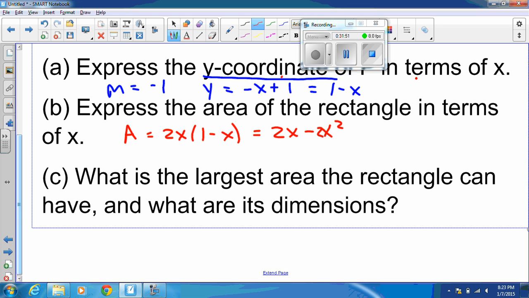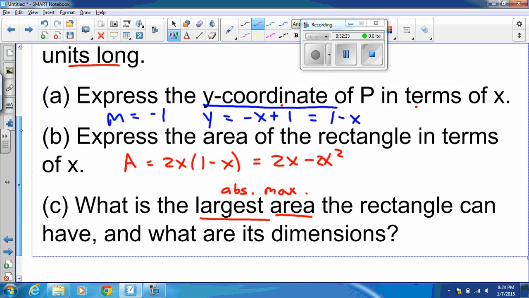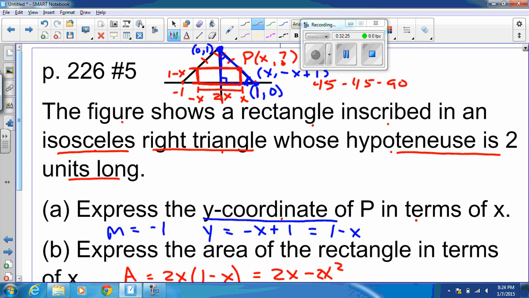And it might be helpful to simplify that as 2x minus 2x squared. This was the key point to unlocking this whole problem. So take some time to make sure that you could do the same thing when confronted with a problem like this. Talk yourself through it. And then finally, they ask us what is now a fairly easy question. What is the largest area? So immediately I recognize that we're looking for an absolute max that the rectangle can have, and what are its dimensions. Now, we need a domain so we can have endpoints.